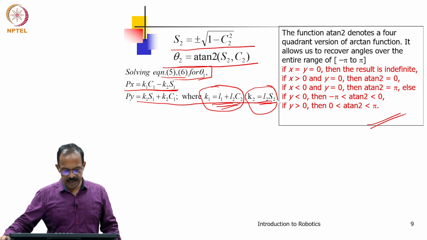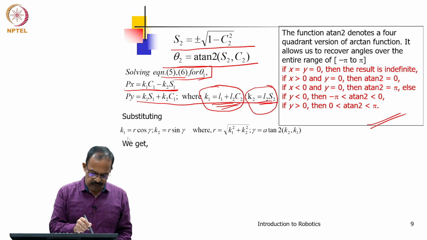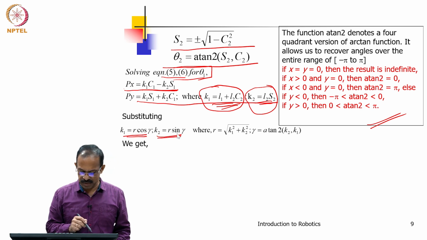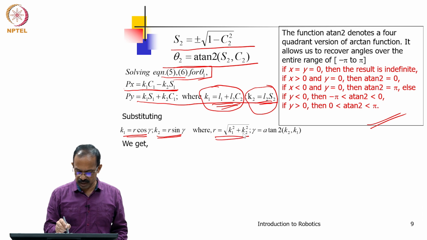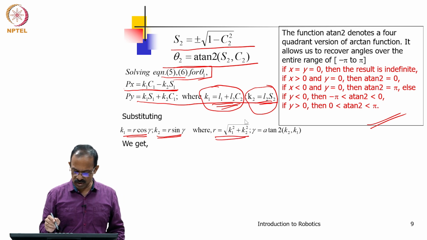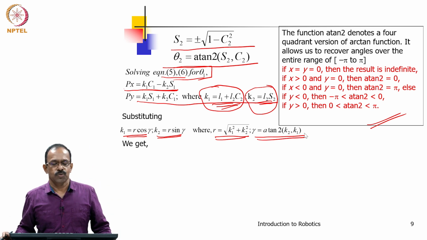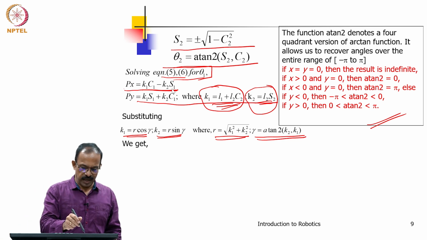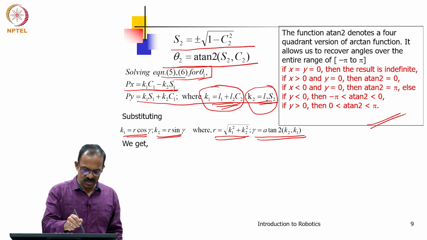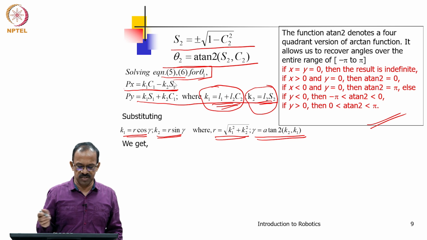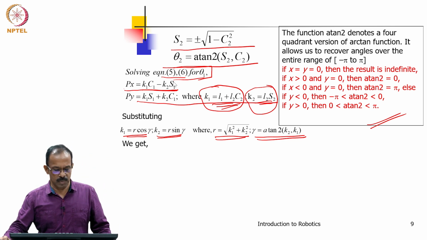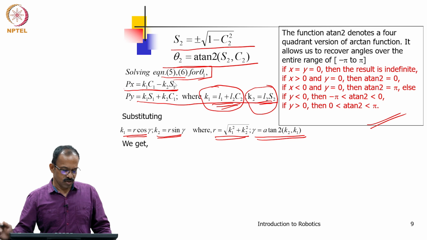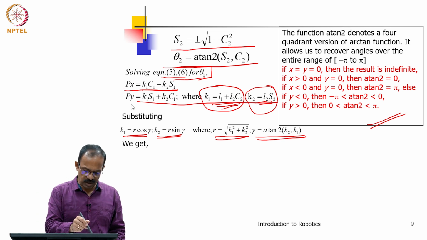And then we again substitute K1 is equal to R cos gamma, K2 is equal to R sin gamma, where R is equal to the square root of K1 square plus K2 square, and gamma is A tan 2 K2 K1. This kind of substitution is needed in order to solve for theta 1, because we have the relationship Px is equal to L1 C1 plus L2 C12. So, to solve that one we need to have a substitution like this.